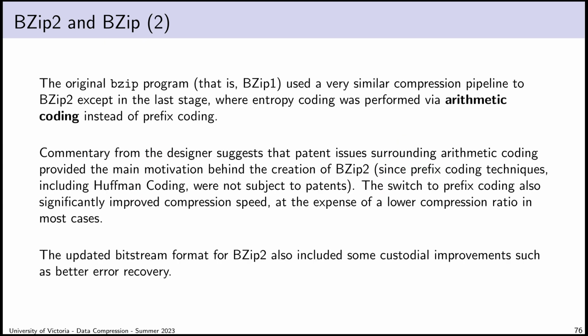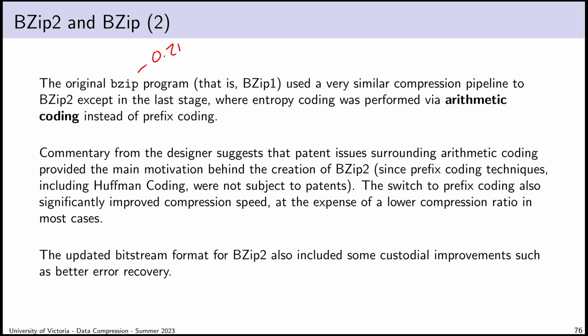So I'll tell you a little bit about that. The original BZip program, which I will call BZip1, although actually the original BZip program only made it to version 0.21, I think, used a very similar pipeline to BZip2. So RLE1 followed by the BWT, then Move-to-Front, then RLE2.